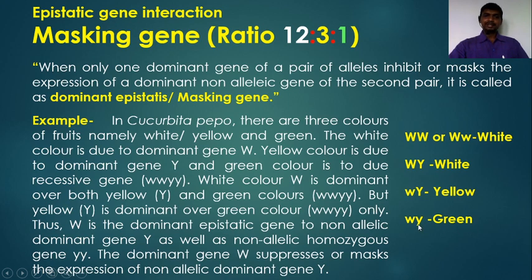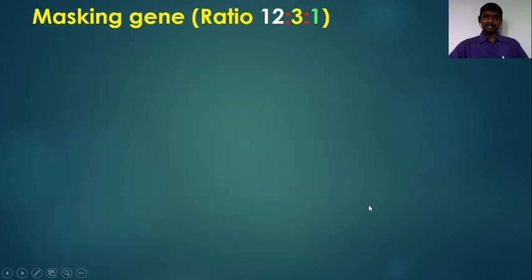So there are three colors of fruits in Cucurbita pepo: white, yellow and green, because of the dominance of two genes, W and Y. When both genes occur together in a dominant form, the phenotypic expression is white. If W is recessive and Y is dominant, then the phenotype is yellow. And if both are recessive, the phenotype is green.